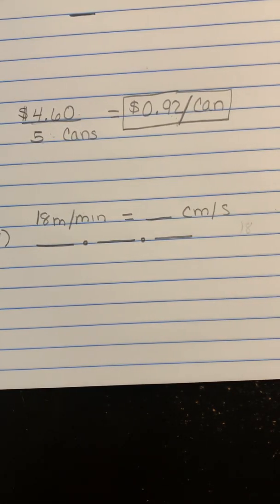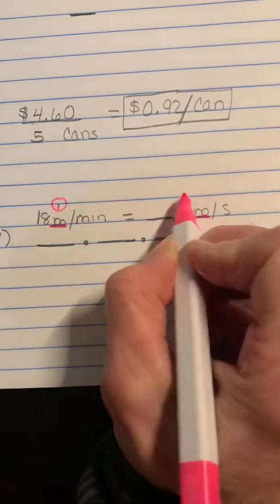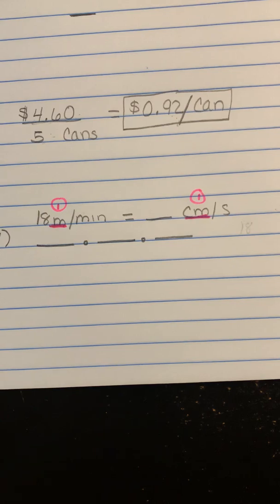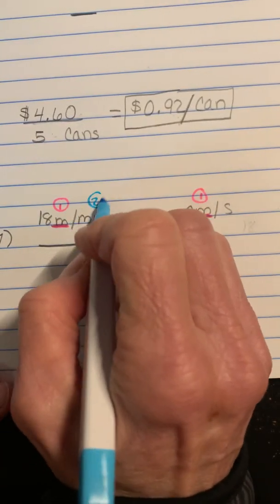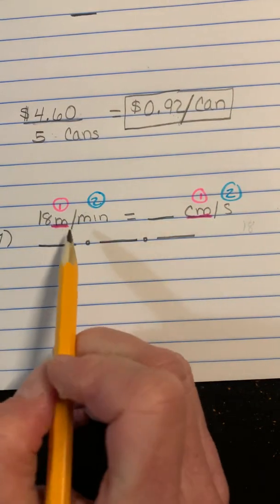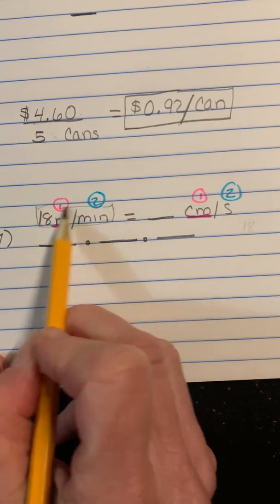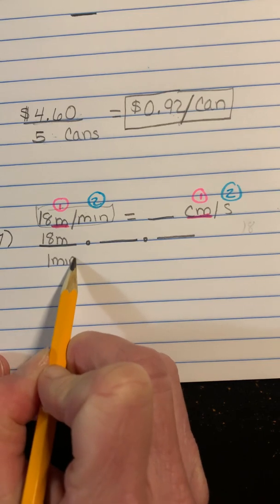So I'm going to have to go from meters to centimeters because it doesn't make sense for us to go from meters to seconds. You don't go from a unit to a time. So I'm going from meters to centimeters. That's my first conversion. And then my second conversion is going from minutes to seconds, like that. So remember, what is given is your first ratio. So I'm going to write 18 meters over 1 minute, okay?